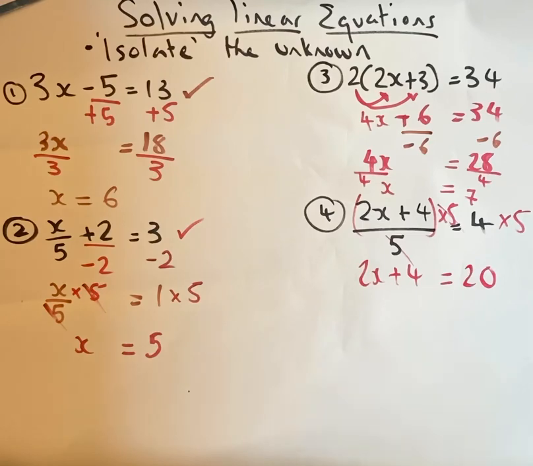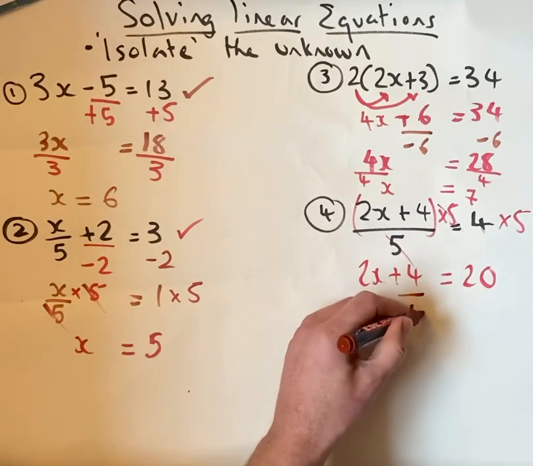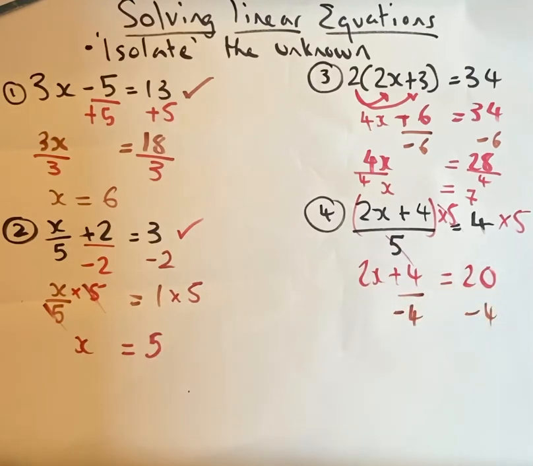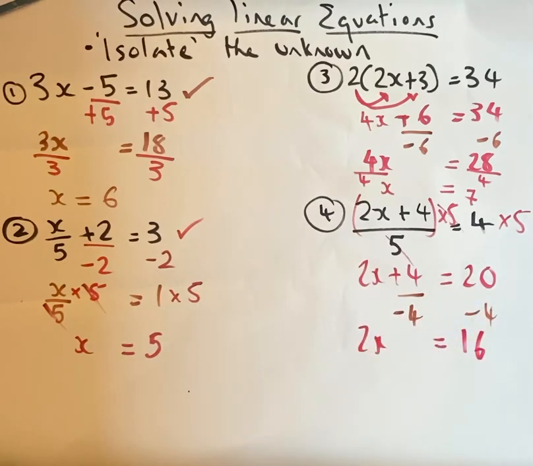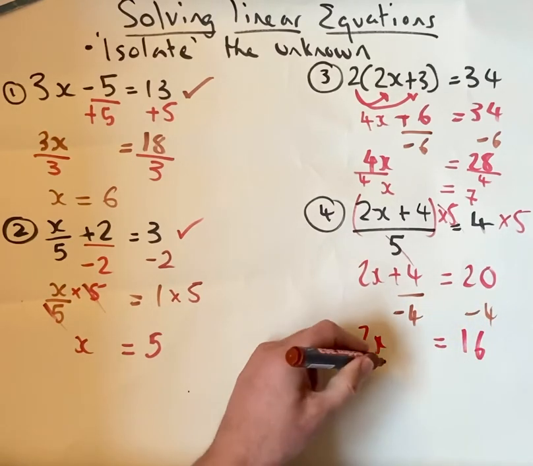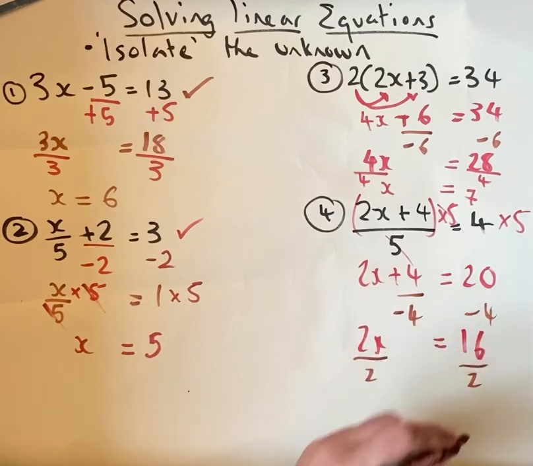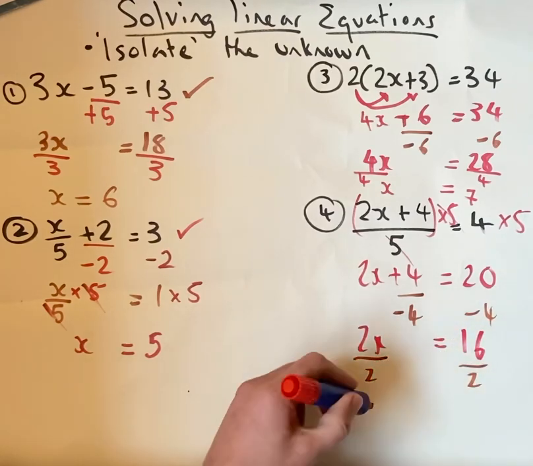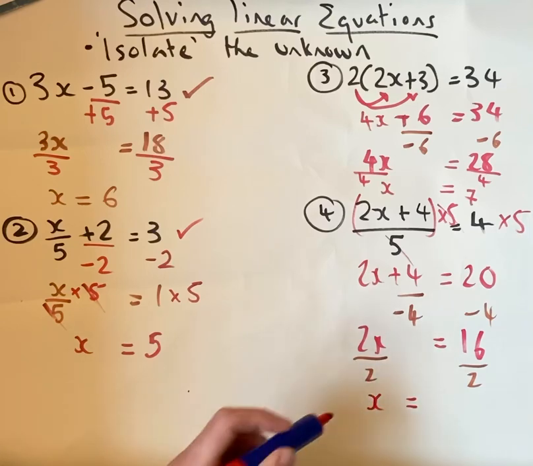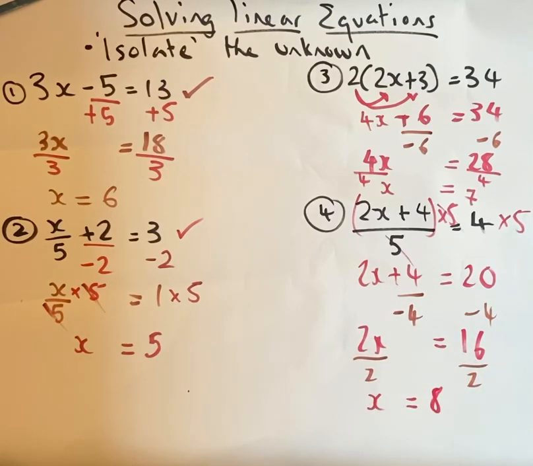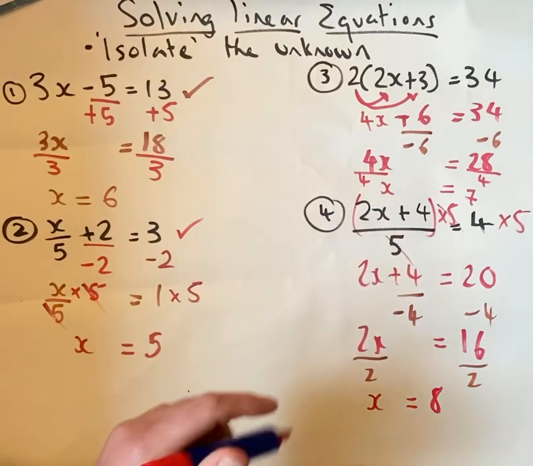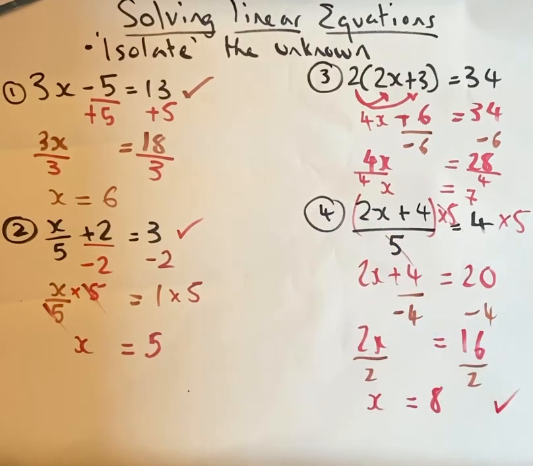Then what I need to do to isolate the x term is get rid of that plus 4. So I'm going to subtract 4 from both sides, which gives me 2x equals 16. And then the final step is to divide both sides by 2, again balancing, which leaves me with 1x, or just x, it's a better way of saying it, equals 8. And again, we could substitute that in to check it works, but I'm sure it does. We're all good, and that's our solution for x.